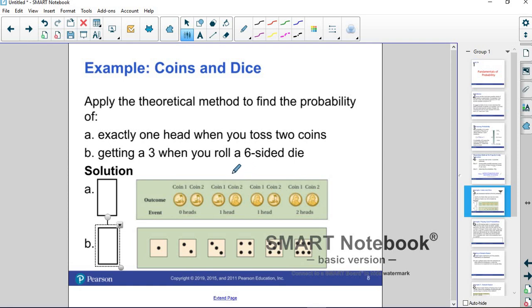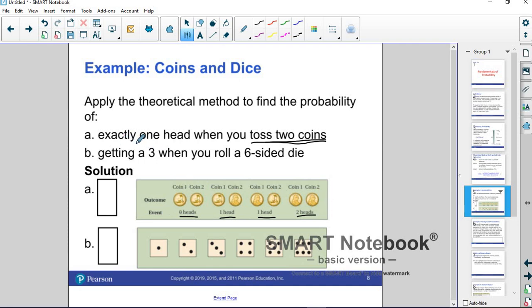Finding the probability of an outcome for an experiment. Your experiment is tossing two coins. You flip two coins. So there's 4 possibilities. You get 2 tails, which is no heads. You get 1 head second. You get 1 head first, or you get both heads. Those are the 4 different possibilities when you flip 2 coins.